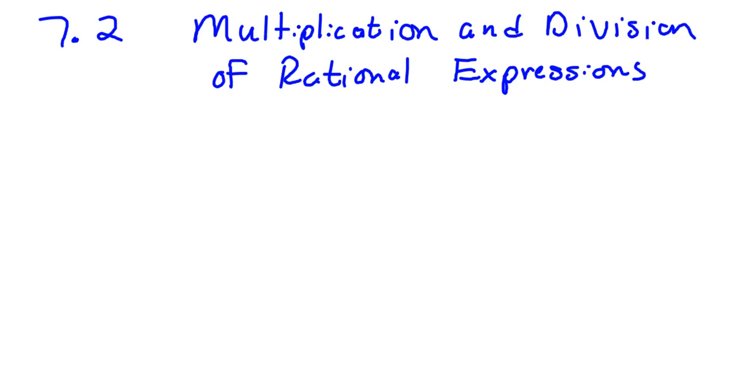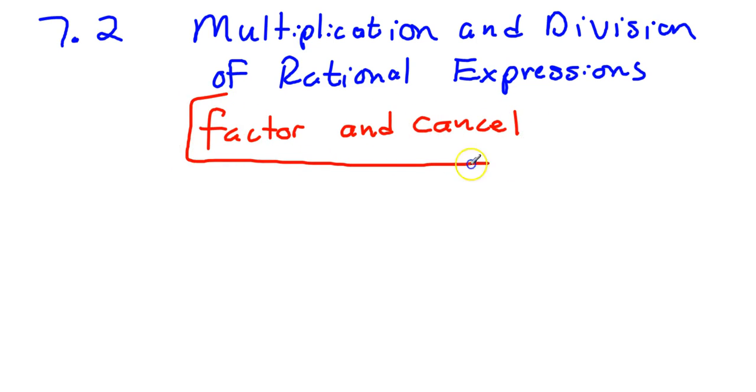Okay, with multiplication and division of rational expressions, you're basically going to do two things. You're going to factor and cancel. With multiplication, you're really not multiplying, you're mostly factoring. And with the different problems, they're probably going to start you off with a couple of different things. Well, let's give you one something like this.